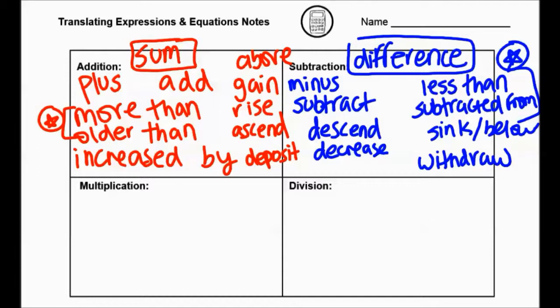One other phrase that I left out that I forgot about on addition that needs to go with the star is added to. It goes with the star, okay? So added to, more than, older than, get stars for addition.